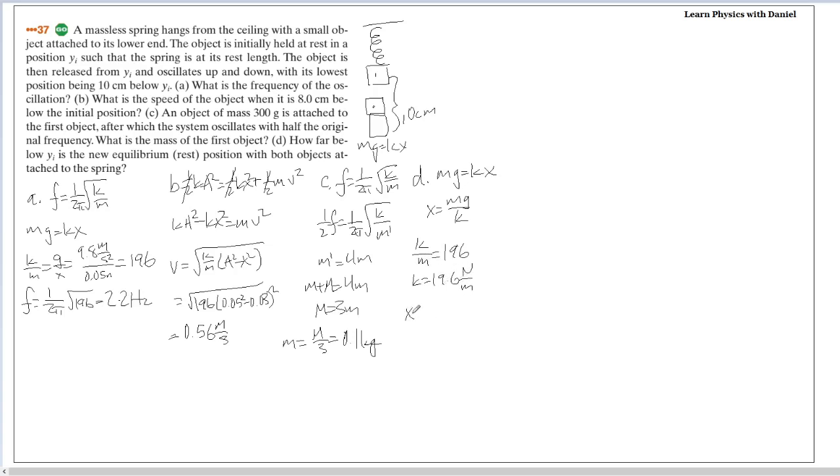So you see that x equals mg over k, where this is our new m, which is 0.4 kilograms. So that times 9.8 meters per second squared, all over 19.6 newtons per meter, to get that our new equilibrium position is 0.2 meters below yi.